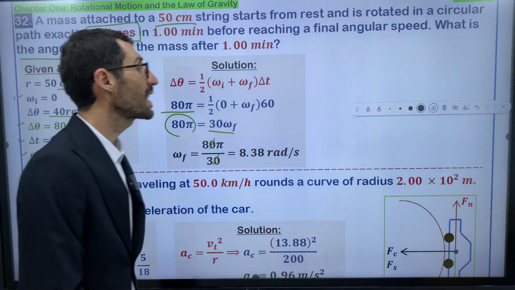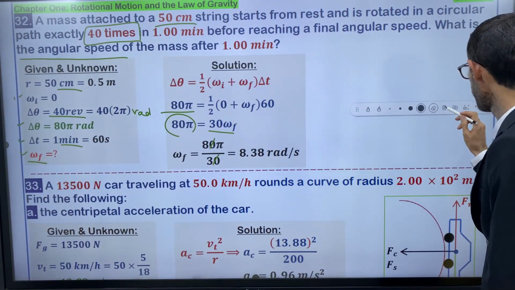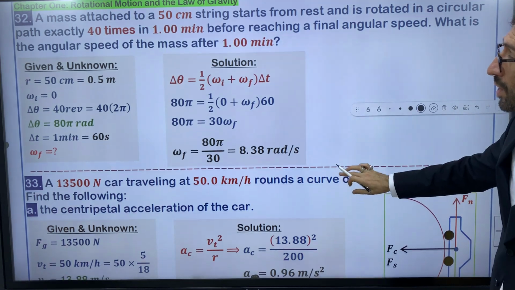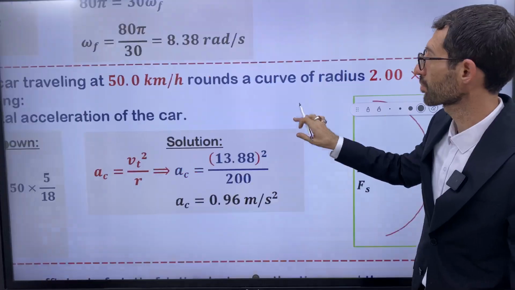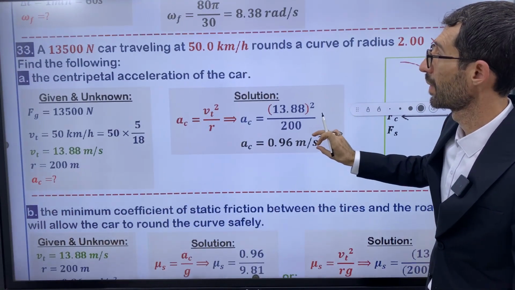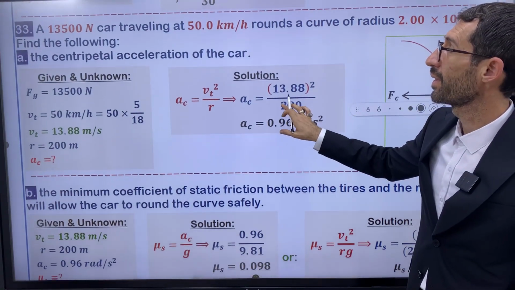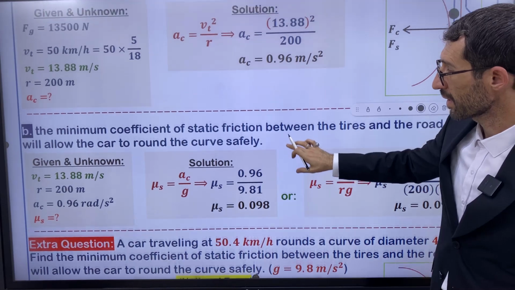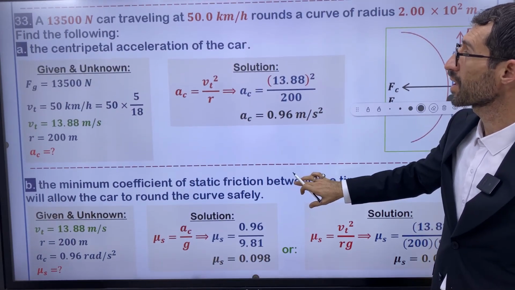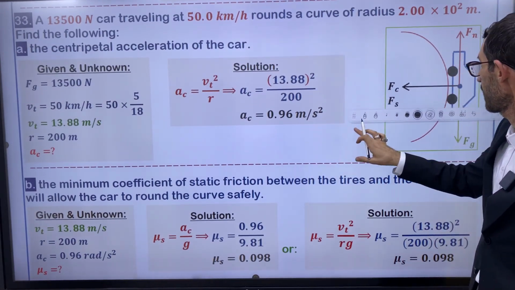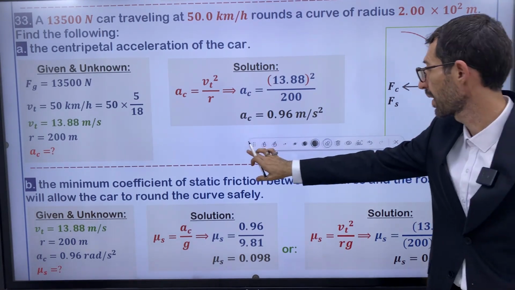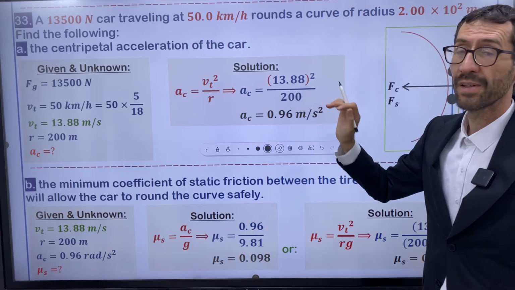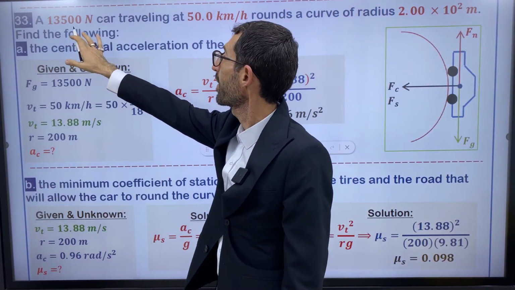That's it. Let's move on to question number 33. Right? Question number 33. And actually it has 2 parts. Let's finish this question, and after that, question 33.